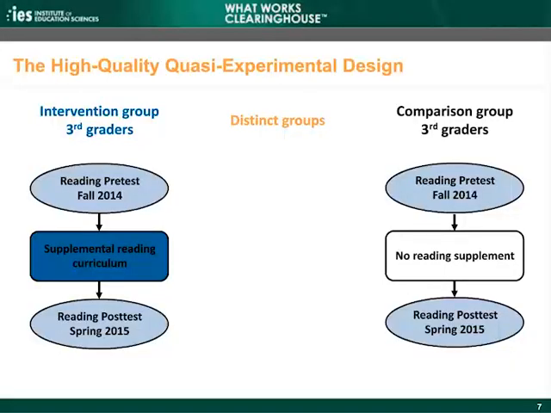Second, there is a pretest given to both groups at the same time, the fall of 2014, prior to the intervention, which is used to demonstrate baseline equivalence. Third, the only difference in what happens to the 2 groups is the use of the reading supplement, and there aren't any other confounding factors. Finally, the study uses eligible outcomes after the intervention, spring 2015, to measure reading outcomes for both groups at the end of the year. With that, I'll now turn the presentation over to Jean, who will go into more detail about each of these critical factors.